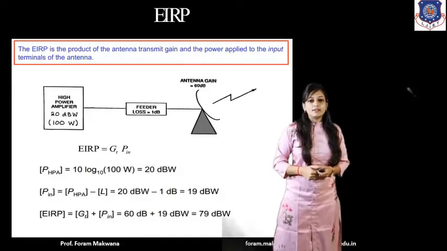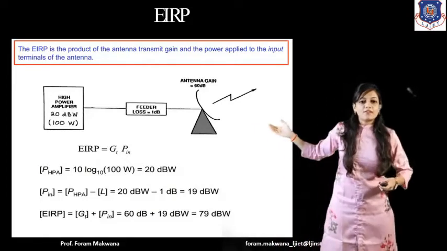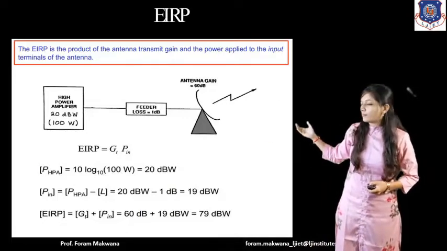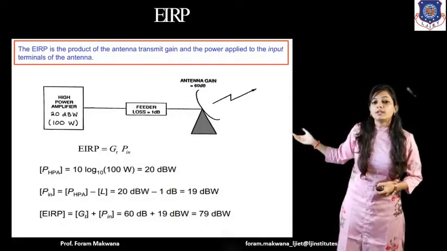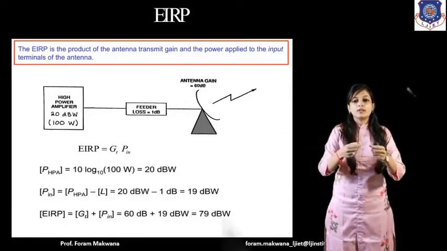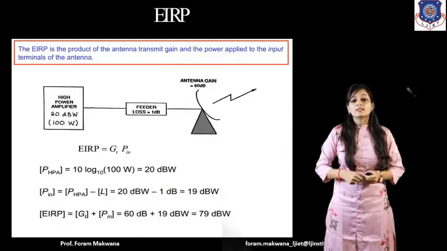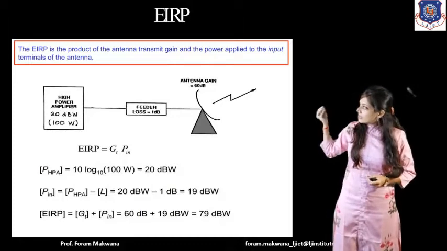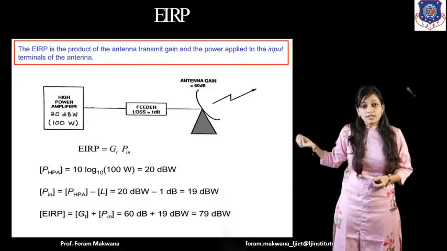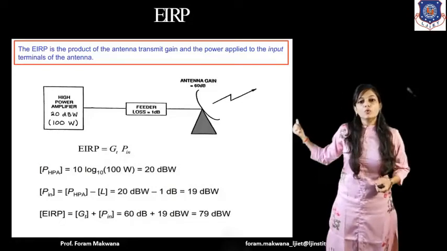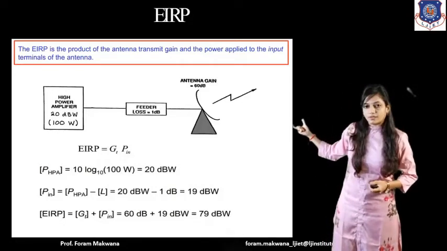Now what does it mean? As we know, a high power amplifier is needed before transmitting my signal, right? And between the high power amplifier and the antenna there is a cable. That cable is known as the feeder cable, right? That feeder cable itself introduces a loss. So how much loss is there? We need to calculate. Over here a feeder loss is given, right?